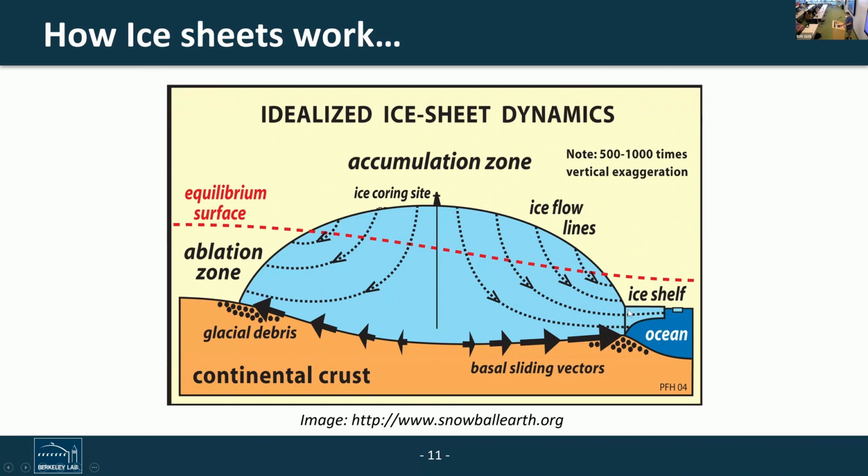And when it extends out over the ocean, you transition from a grounded ice sheet to a floating ice shelf. This part here is the ice shelf. And the point at which it transitions from grounded to floating is known as the grounding line. We're going to use that term a lot because it's sort of the key to everything. And what we want to model is how this ice flows.